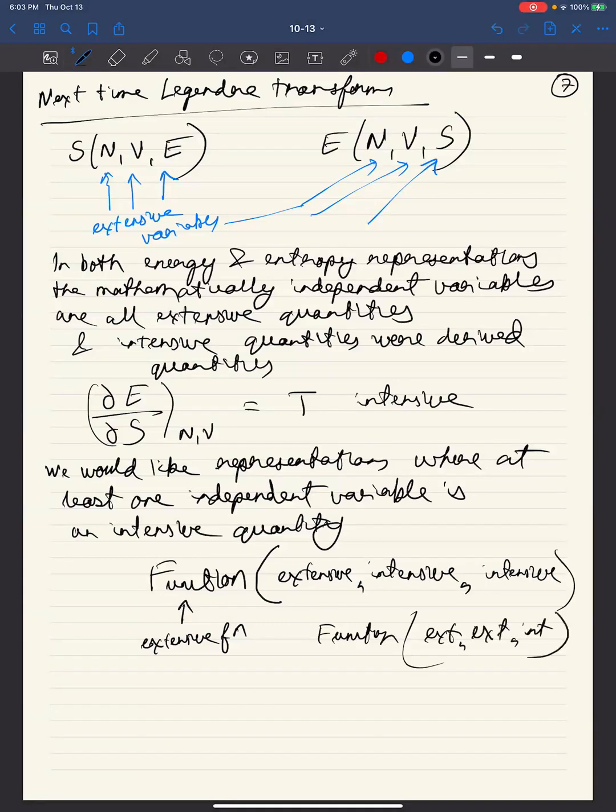Here is the question. Can we think of a situation where an extensive function depends on 3 things which are all intensive? Can this happen? It cannot, right? If all the variables that something depends on are intensive, and you double the quantity of the system, double the number of atoms in the system, it's not going to double. The function is not going to change.